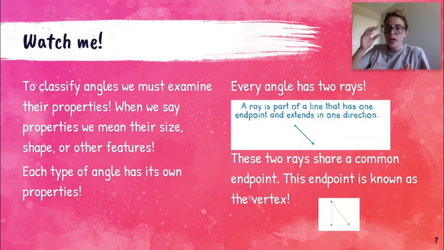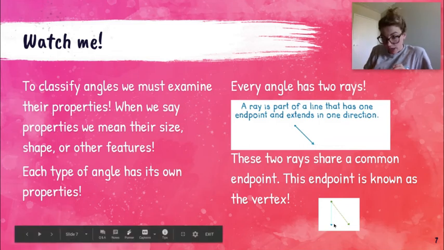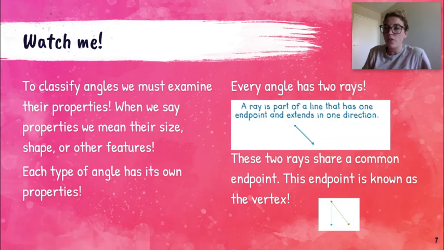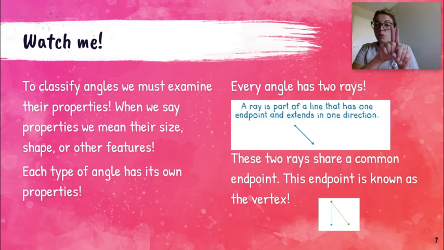or groups. So every single angle has two rays. And remember, a ray is a part of a line that has one endpoint and it goes in one direction. So this arrow just means it keeps going on and on and on. So these two rays right here share a common endpoint, and that common endpoint is called the vertex. How those two rays are placed determines the type of angle that it is. But every single angle has two rays that meet at a vertex.